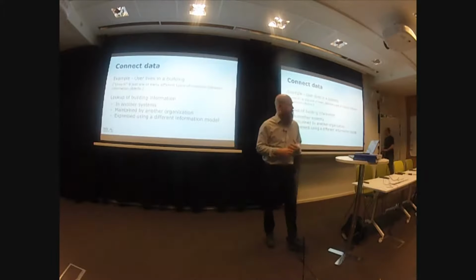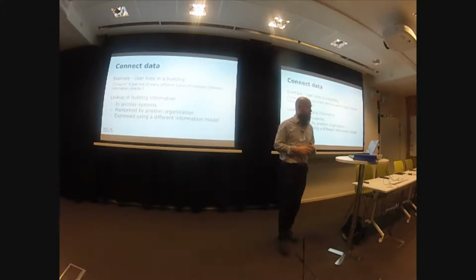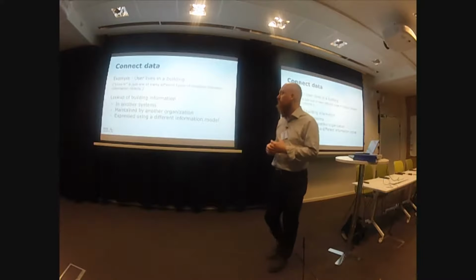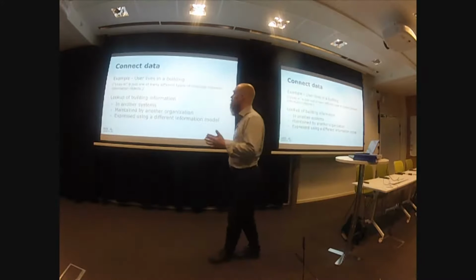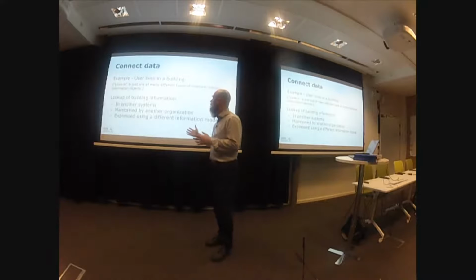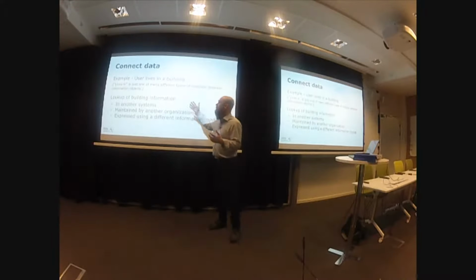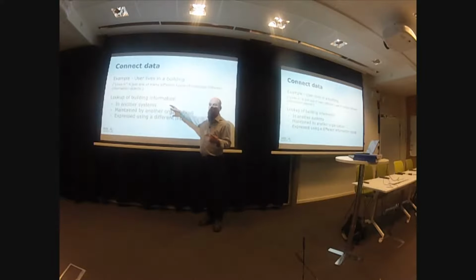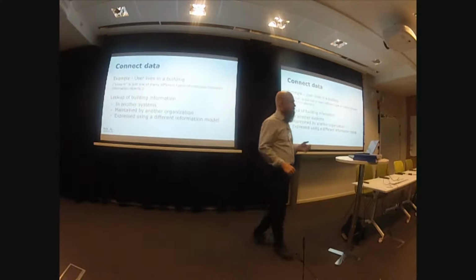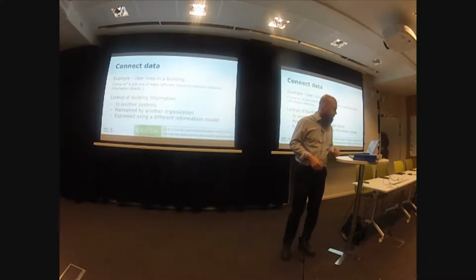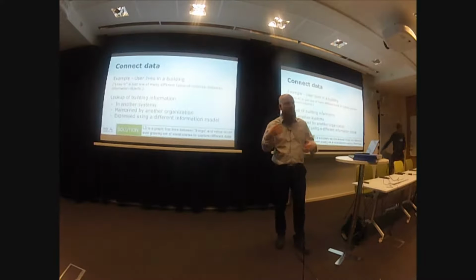So then, connect data, point number 3. This is the linking of things. You have a user living in a building, and just living in is one of many different relations that you can have. So how do you get to the building information? Well, it may be in another system, it may be maintained by another organization, it may be expressed in another information model. So again, I'm hammering in the message here.